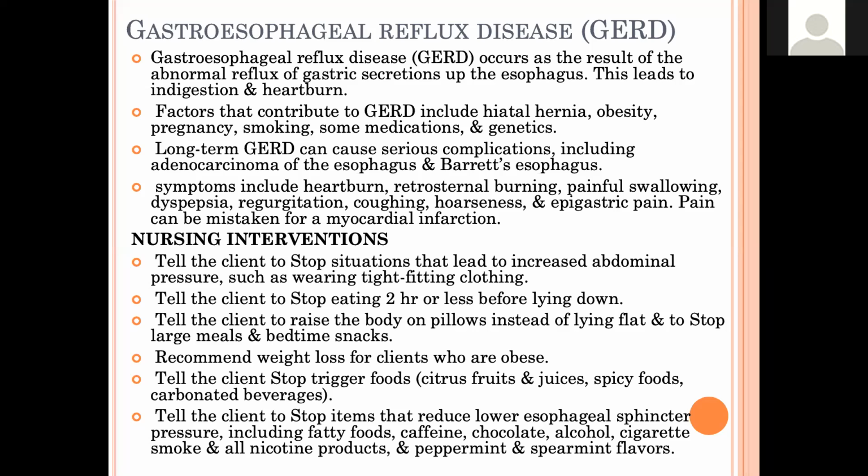Regurgitation, emesis, right? Coughing, hoarseness, epigastric pain. We all remember where the epigastric region is, right? Pain can be mistaken for an MI sometimes, okay? And that's just because of the location, all right? Tell the client to stop situations that lead to increased abdominal pressure. What are some of those situations? Pregnancy, obesity, tight fitting clothing.